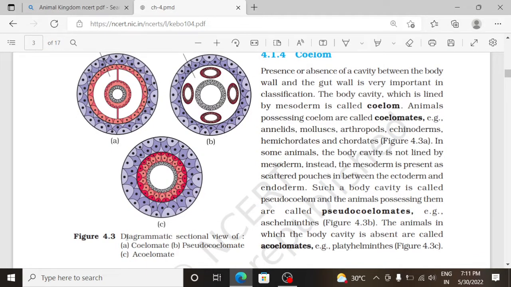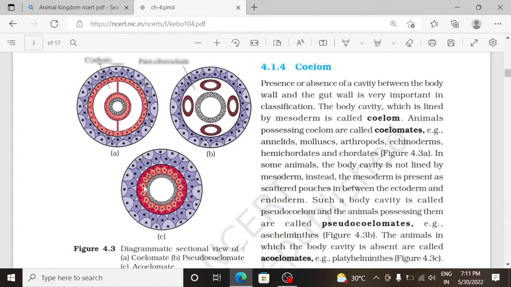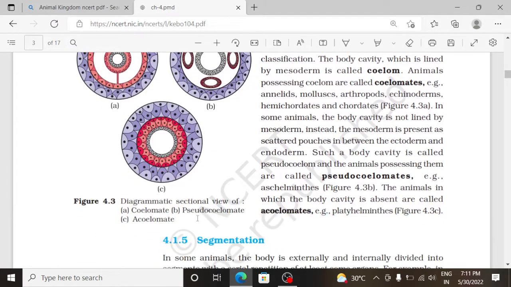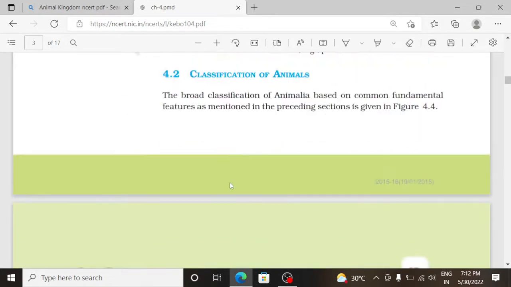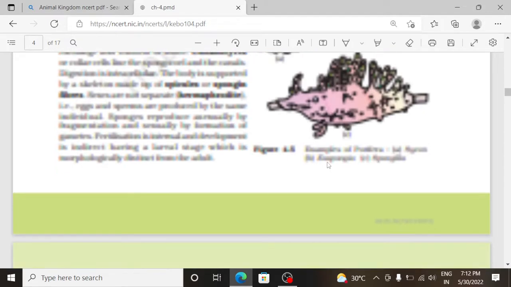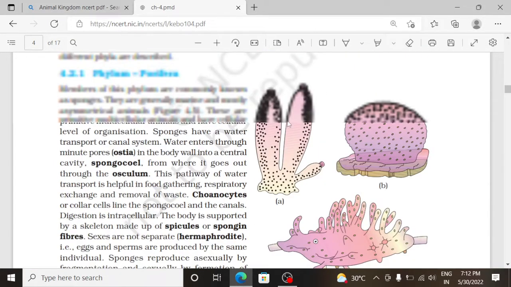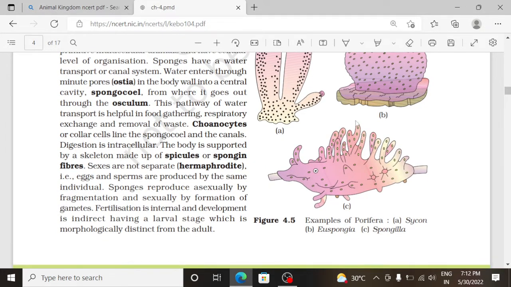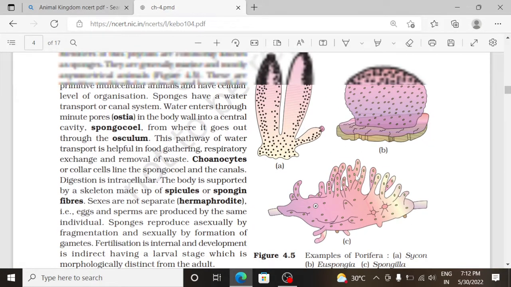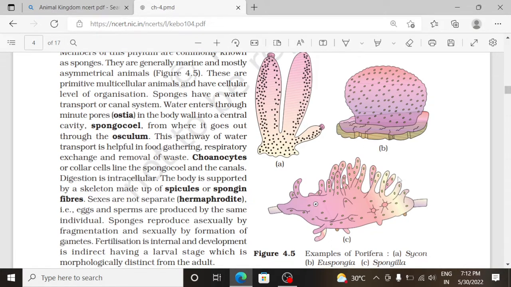Then this diagram is a diagrammatic sectional view of coelomate. A diagram is of coelomate, B diagram is of pseudocoelomate and C diagram is of acoelomate. So you can see this diagram is coelomate, this is pseudocoelomate, and this is acoelomate. Then this is Porifera. These all three are Porifera. The first example is Sycon, second is Euspongia, and C is Spongilla. This is Sycon, this is Euspongia, and this is Spongilla.